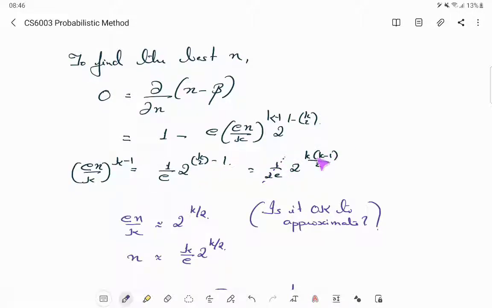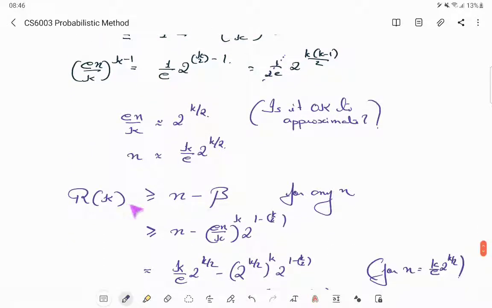And then I can cancel out this k minus 1 from the exponent, and I get (en)^k is approximately 2 to the power k by 2, or n is approximately (k/e) times 2 to the power k/2. But this does not say that this n is the lower bound. Remember, the lower bound is n minus beta. So this gives the n that will maximize n minus beta, but we still have to find out what n minus beta is.